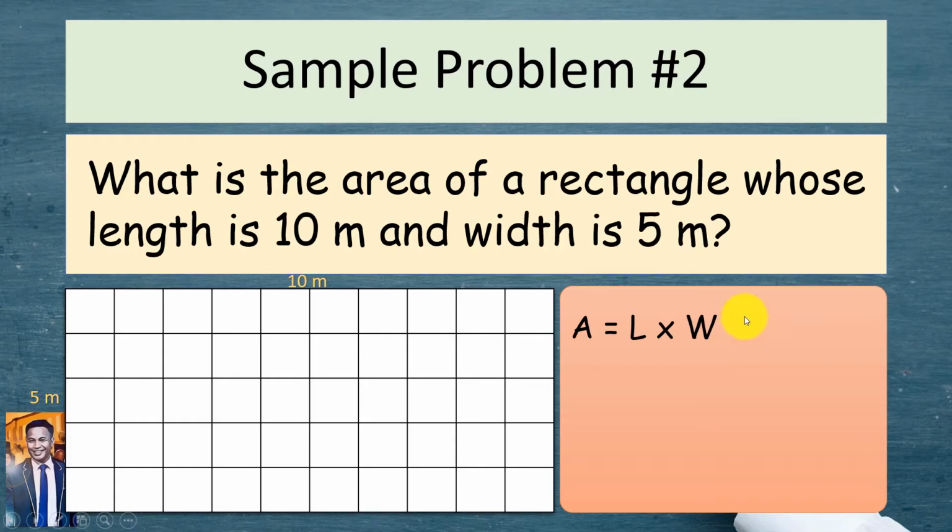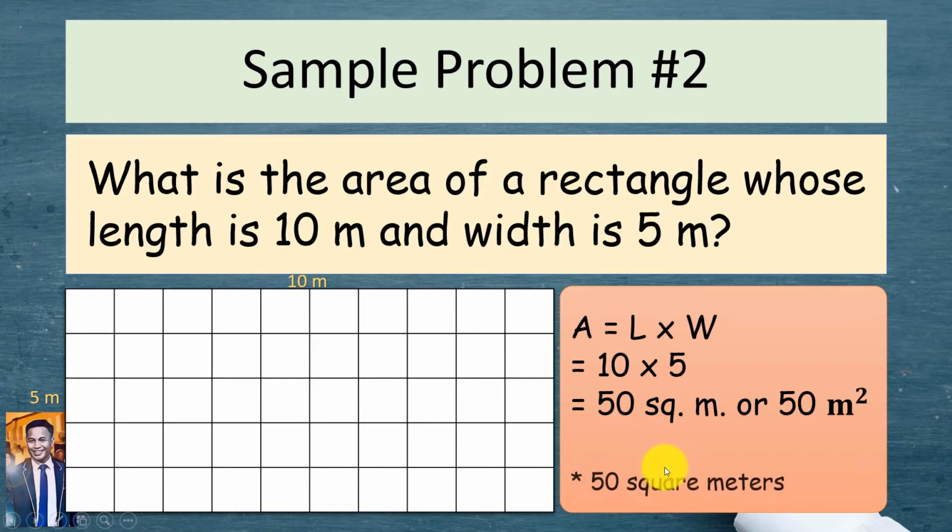We use the formula L times W, or LW, wherein L is equal to 10 and W is equal to 5. And we multiply 10 by 5, that will become now 50. 10 times 5 is equal to 50. We have 50 square meters.